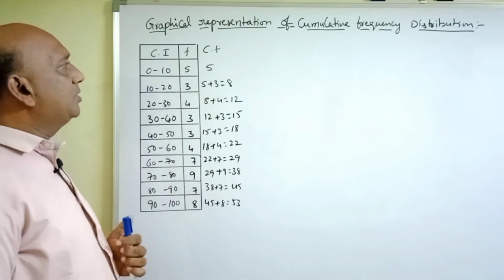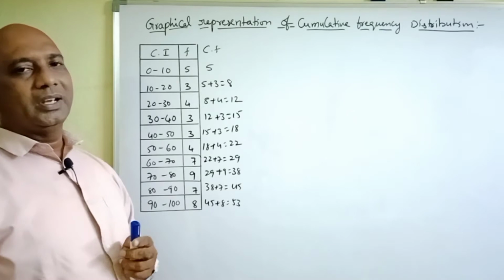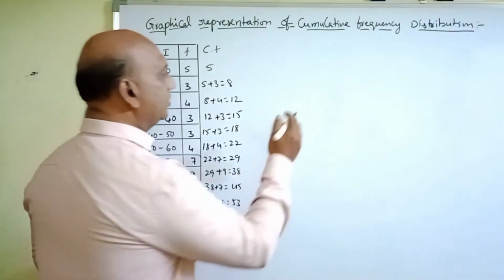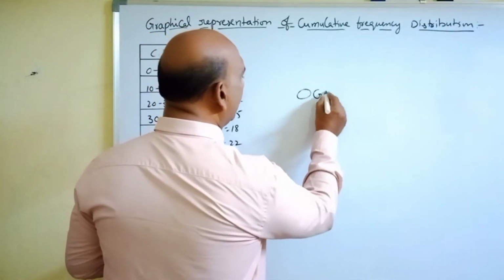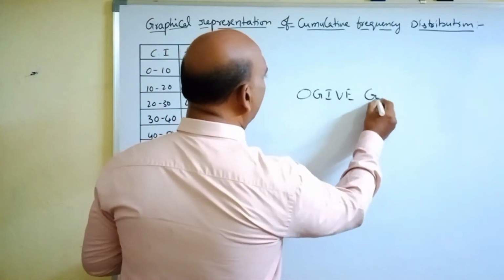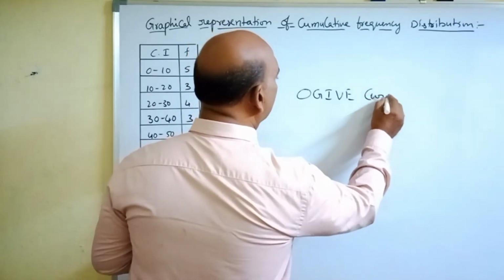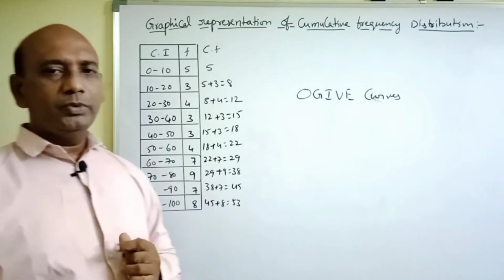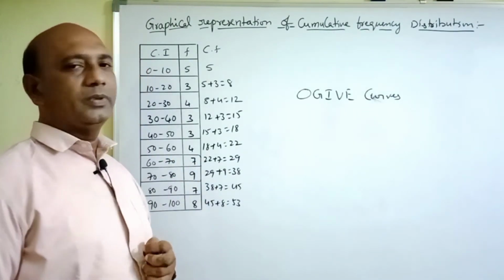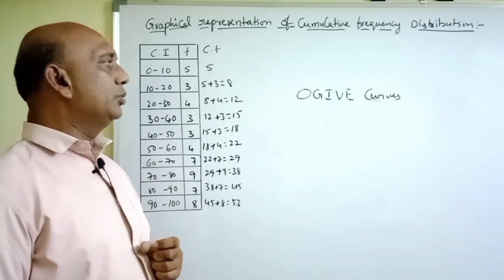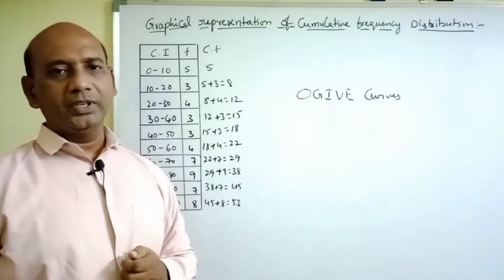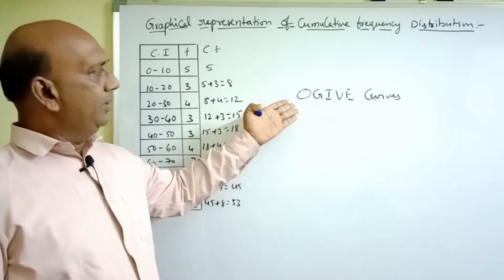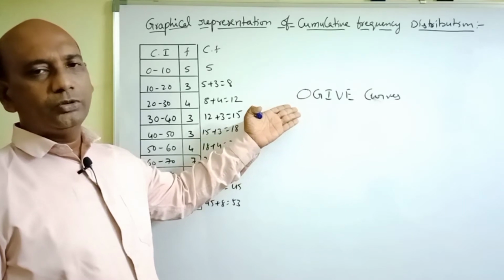There are two types of curves related to cumulative frequencies. They are called ogive curves. Ogive curves means less than cumulative frequency curve and greater than cumulative frequency curve. Both are together called ogive curves. So, first let us learn how to draw the first ogive curve, that means less than cumulative frequency curve.